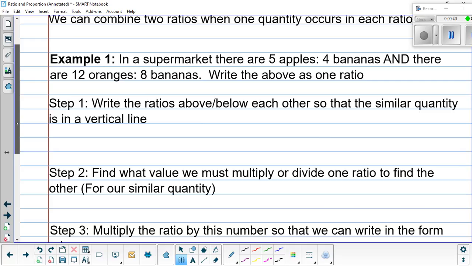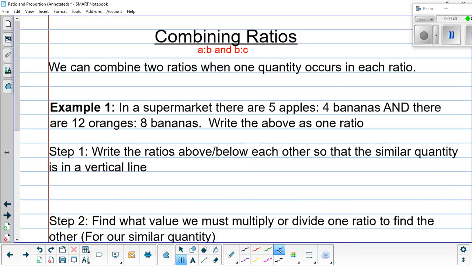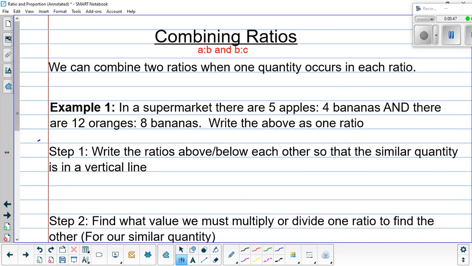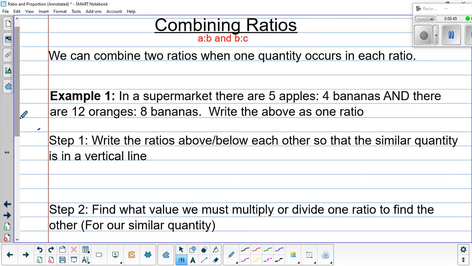The very first thing we always have to check, and sometimes we don't do these checks when we're learning the topic, is how to spot it. We're going to try and write it as one ratio, so we have to find what's similar. Well, we have bananas in each, right here. So step 1 is we want to write the ratios above and below each other so that the similar quantity is in a vertical line.